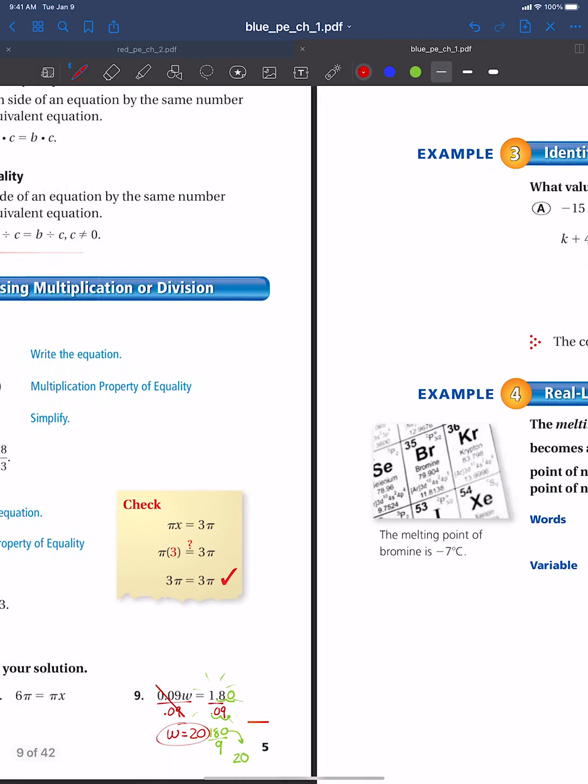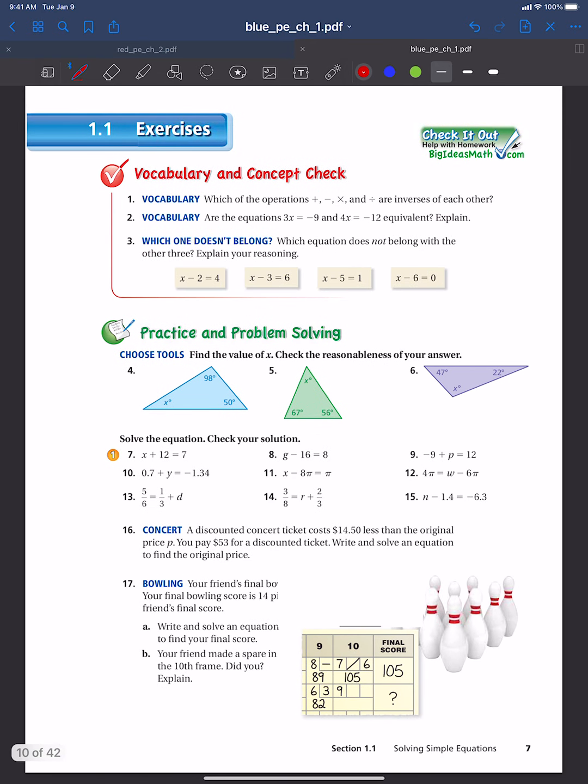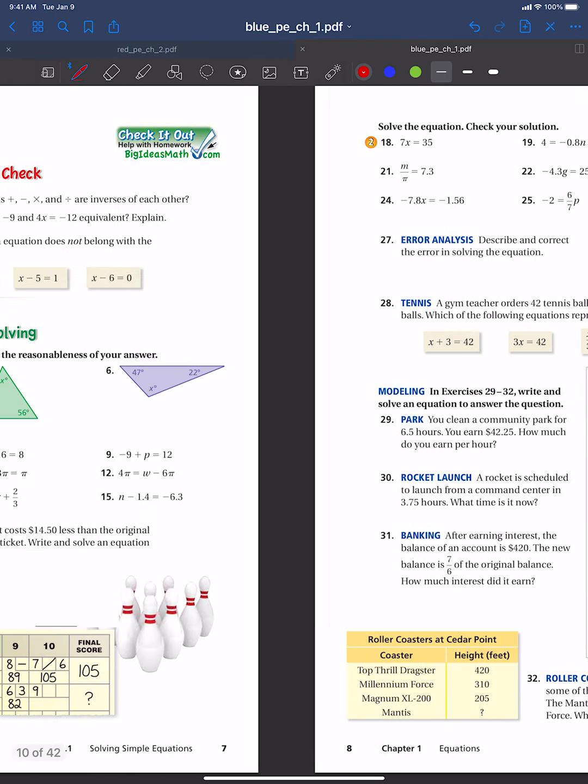All right, guys, that is just the quick version of how to do 1.1. In class, we will go over all of these examples together so that you guys feel very confident in how to do these. Remember, we multiplied, we divided, we subtracted, we added. There's a lot of work in this one section.